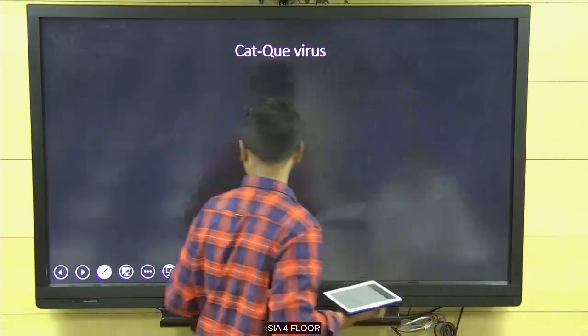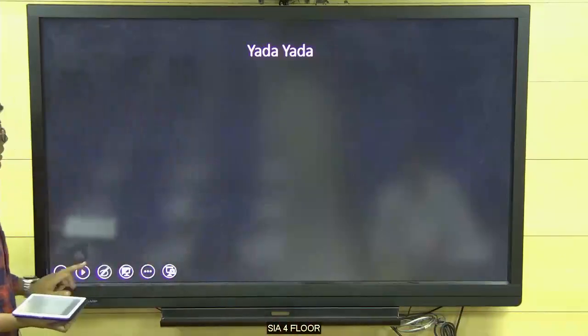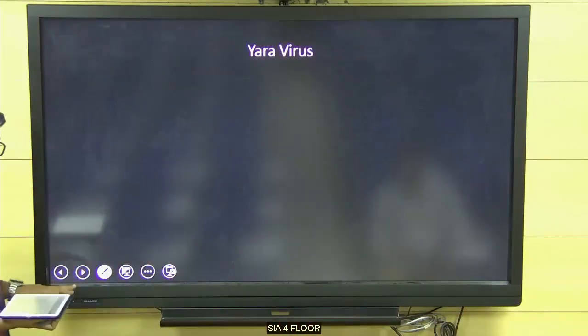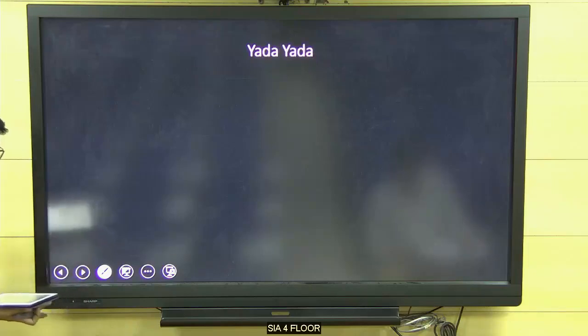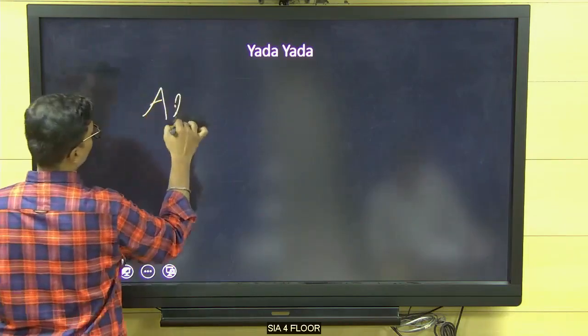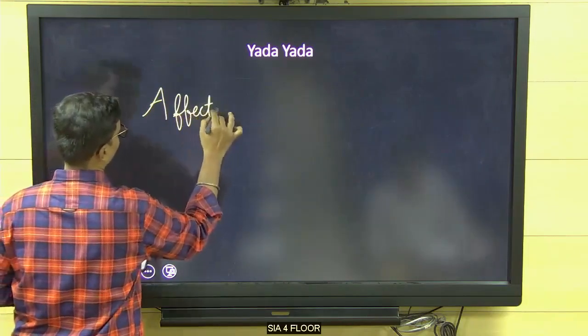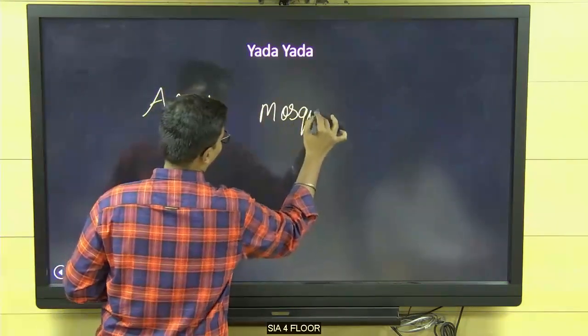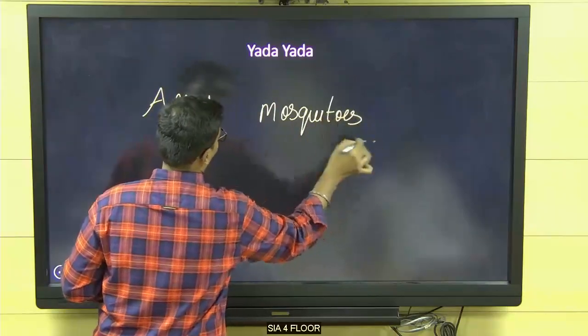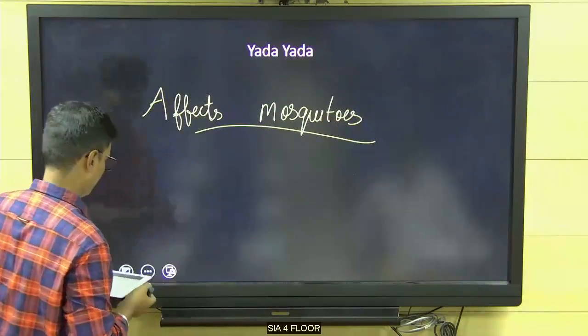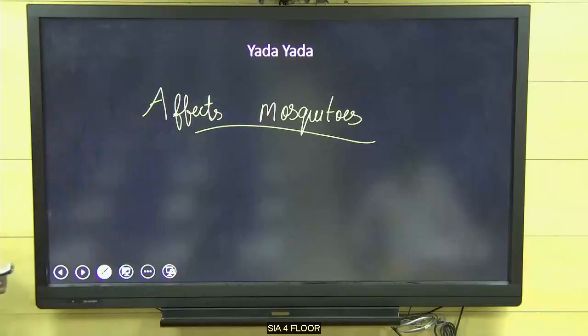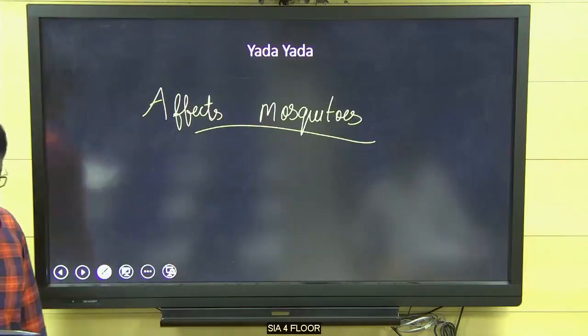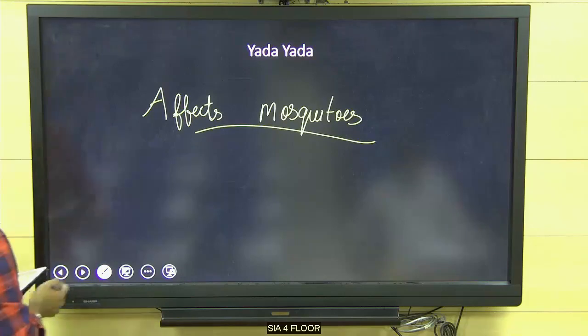And two confusing ones. One is Yada Yada virus, the other one is Yaara virus. Very similar ones, Yada Yada and Yaara. So first let's talk about Yada Yada virus. There is nothing to panic about Yada Yada virus because it affects mosquitoes only. A virus that affects mosquitoes, revenge maybe. It does not affect humans, it affects only mosquitoes. It has been provisionally named Yada Yada, and it may be renamed later on. It's a novel virus, there is no threat to humans. I repeat, there is no threat to humans.